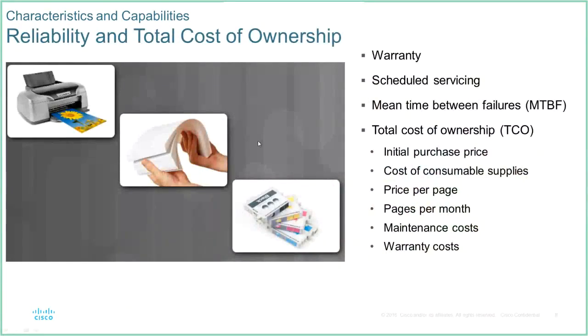Reliability and total cost of ownership is looked at over the lifespan of the device, and it includes the initial purchase price, cost of consumables, and running costs, so prices per page, number of pages per month that you would normally go through, how often you have to do maintenance on the device, and any warranty costs and repairs that come into effect. So there's quite a few items that come in the total cost.